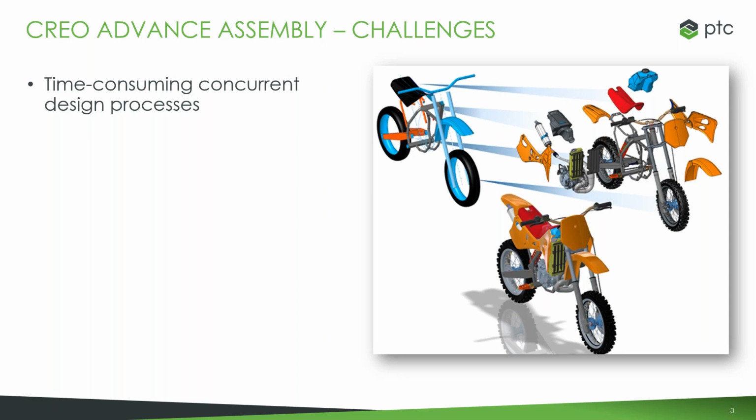This is a really inefficient process and results in error-prone models that are hard to change because everybody's working in a different way. So making a change at the end is very difficult.